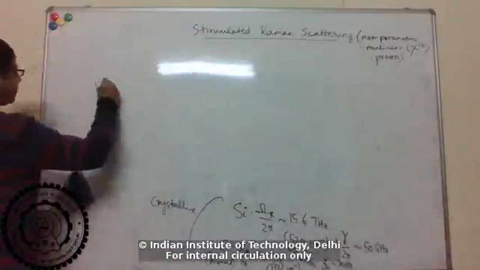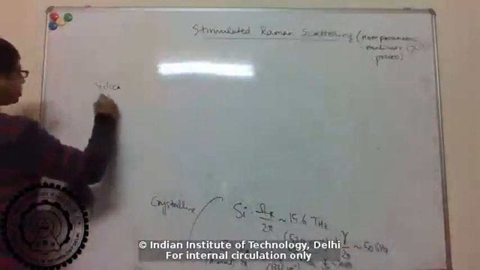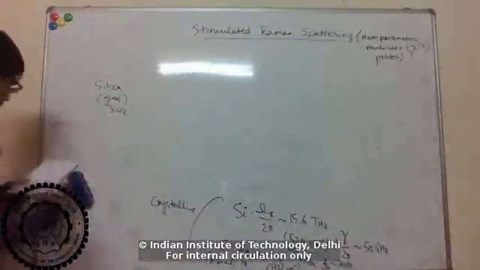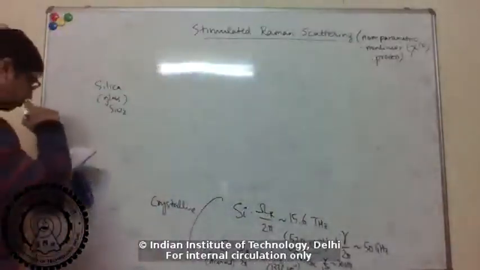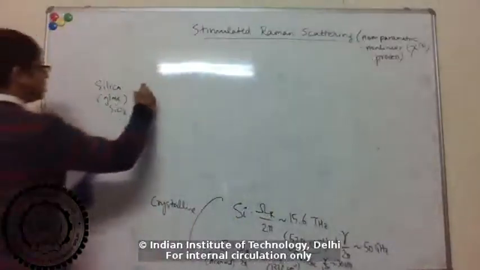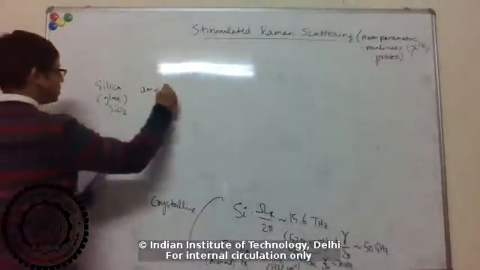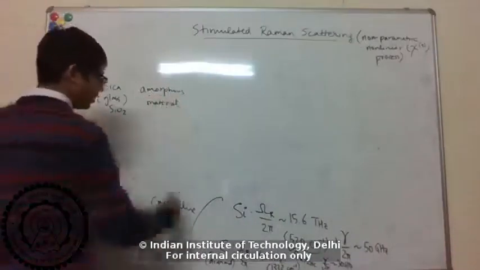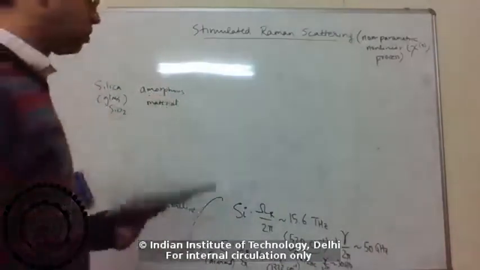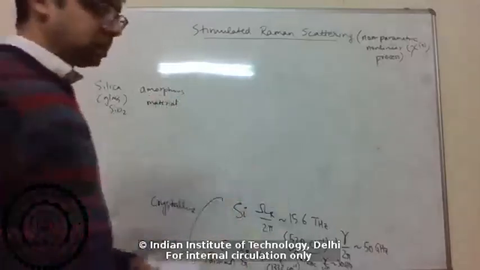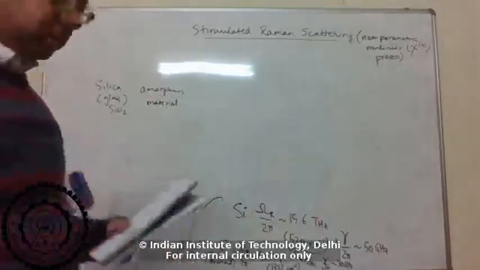So on the other hand, silica glass, or SiO2, from which optical fibers are made, right? That's an amorphous material, which means it doesn't have a regular crystal structure, right? So the molecules are distributed randomly across the medium, right?